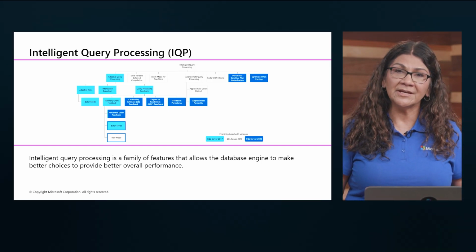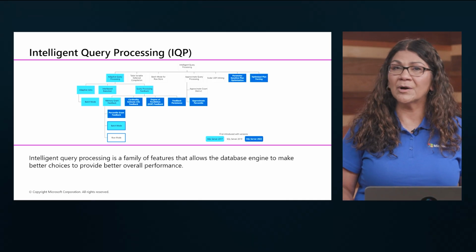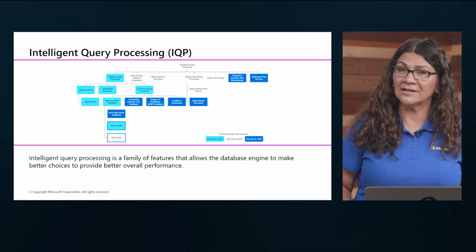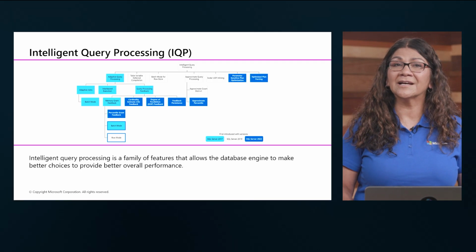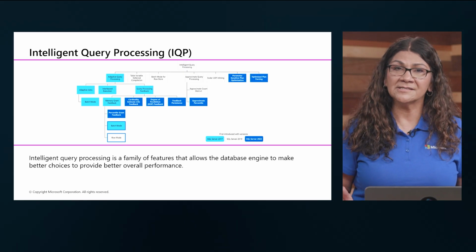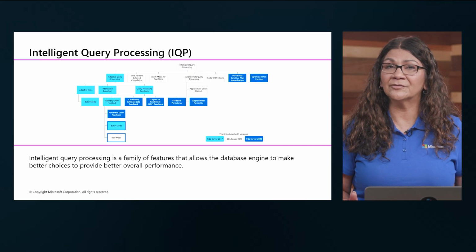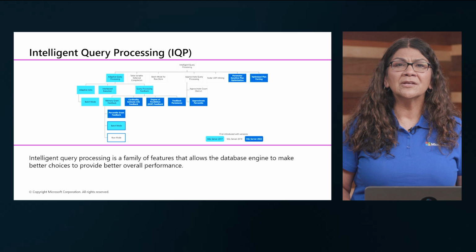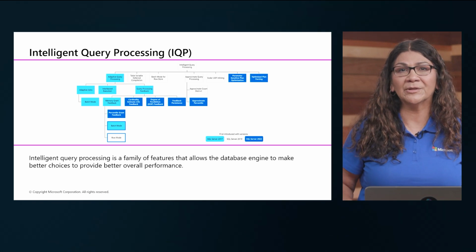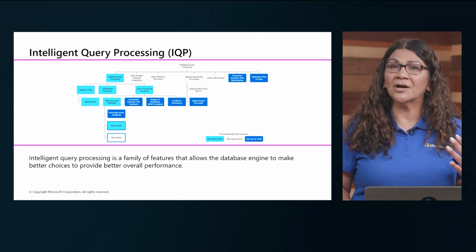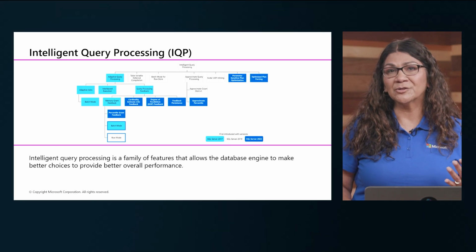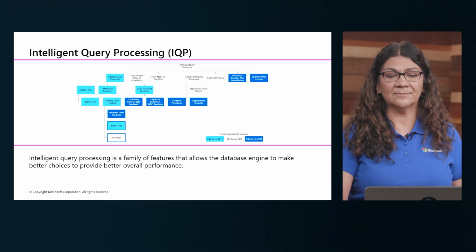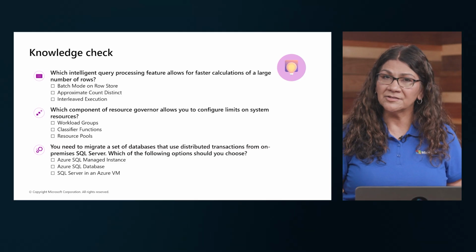A major benefit is that most of these enhancements require no code changes, allowing existing applications to benefit immediately. They also help correct common anti-patterns like user-defined scalar functions and table variables, which traditionally hinder performance. Use cases include improving execution plans for complex queries in large-scale databases, reducing manual tuning, and ensuring consistent performance for our databases. Now it's time for our knowledge check.